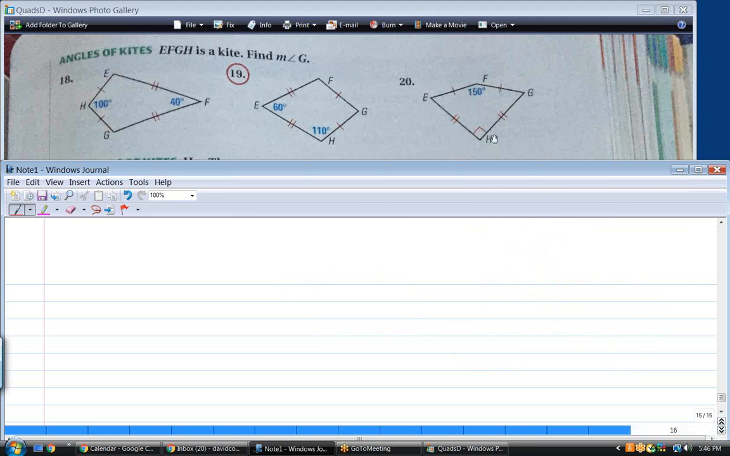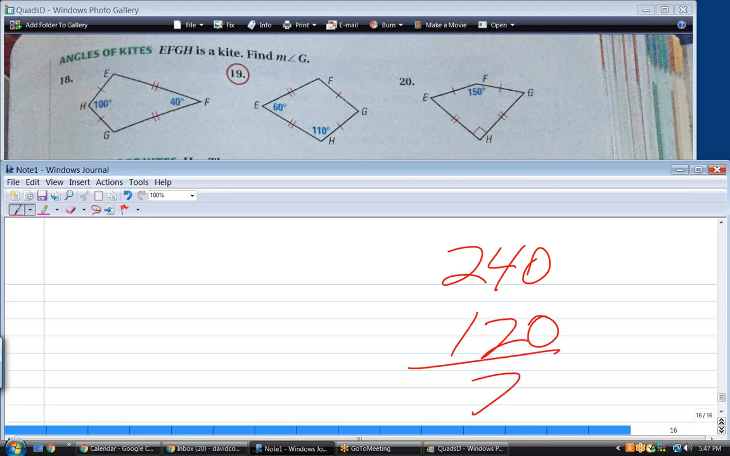How about number 20? H is 90, so H would be 90, F would be 150. 150 plus 90 is 240. And then you do 360 minus 240 divided by 2. Which would be 60.